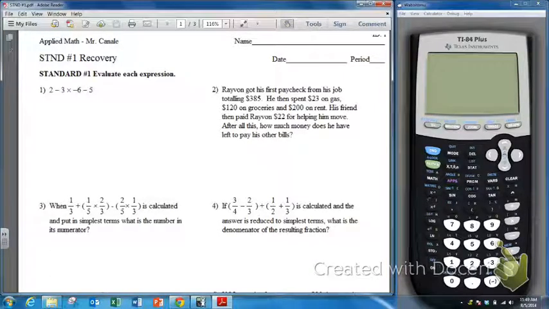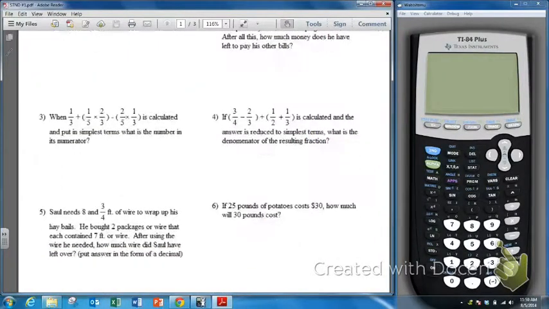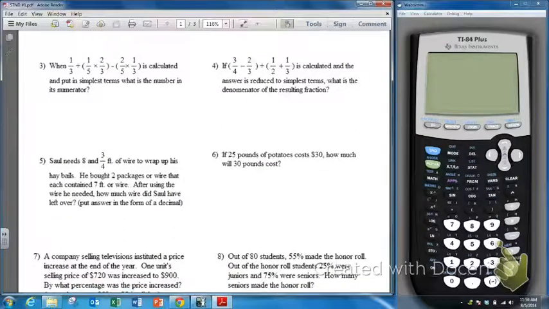Canale. I'm helping you with standard number 1 for applied math, which covers percent, decimal, and fractions or ratios. So we're going to take a look at number 3 on this worksheet first. Not too bad as long as you know how to put fractions into the calculator.